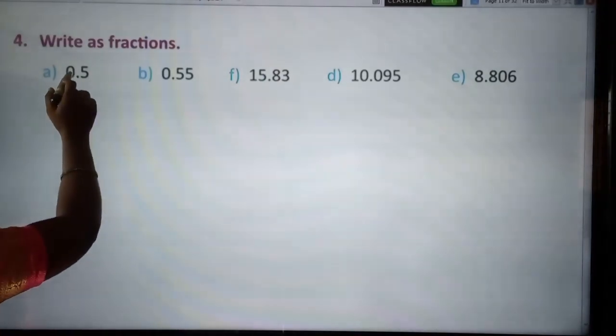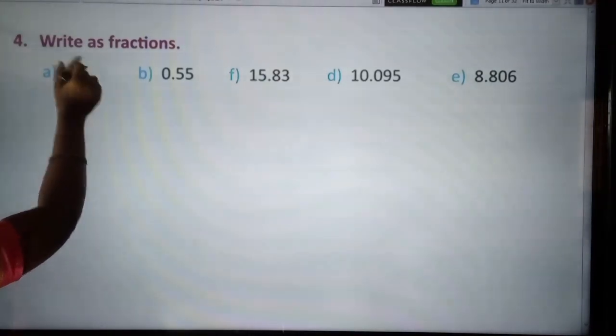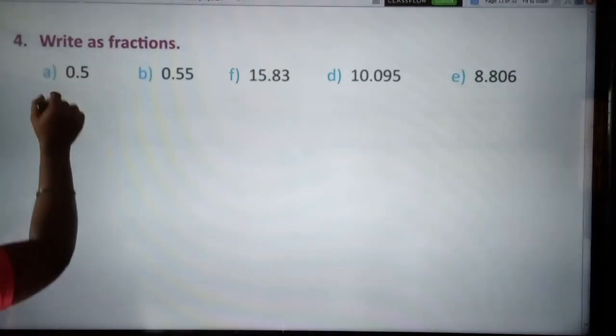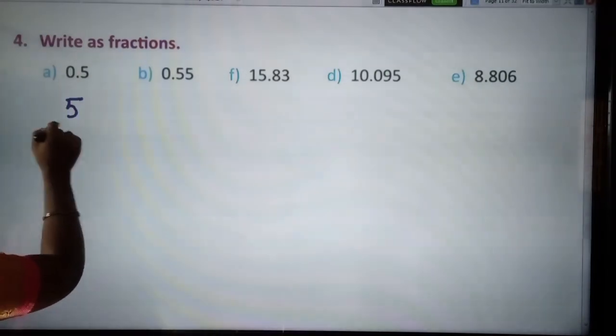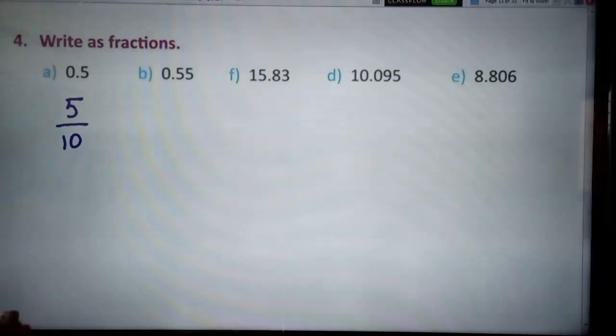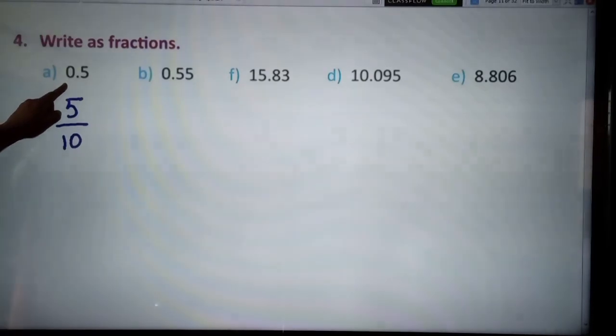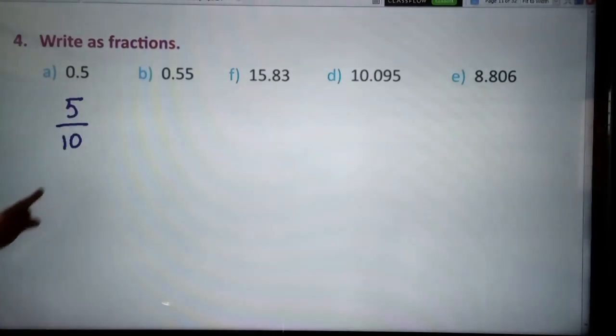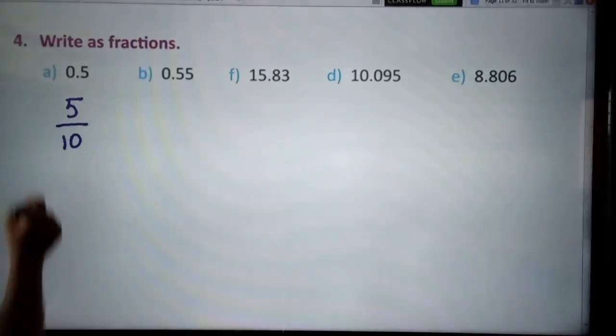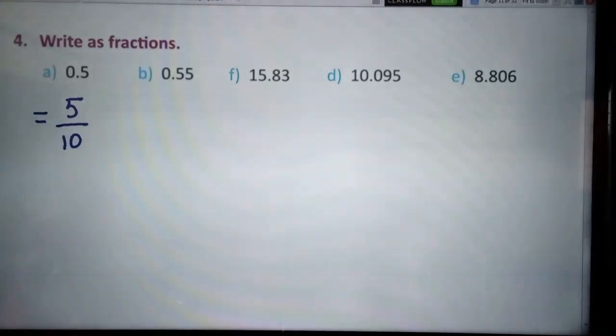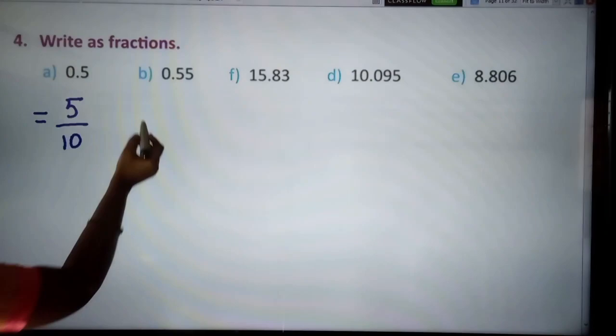See, only one number is there after the decimal point. Hence we can write this number as 5/10. For one number after the decimal point, you can put only 10 in the denominator, it is enough. Next, 0.55 is there. How do we write this?